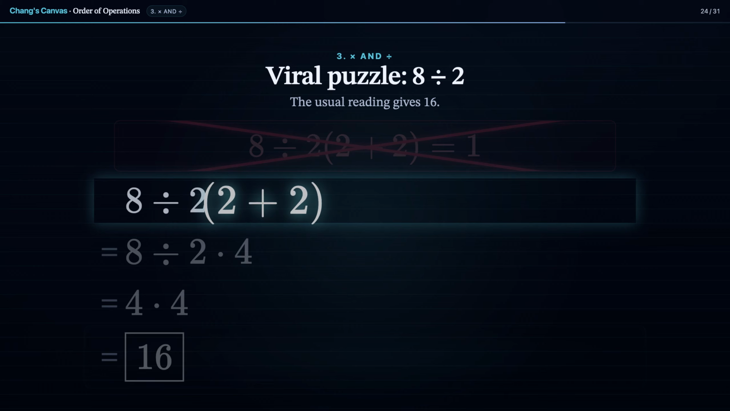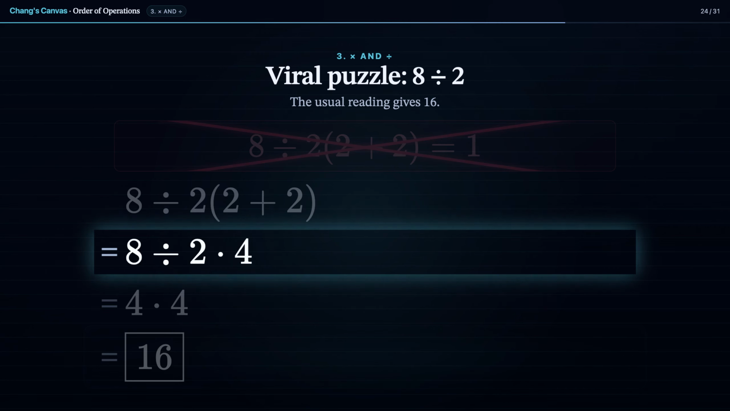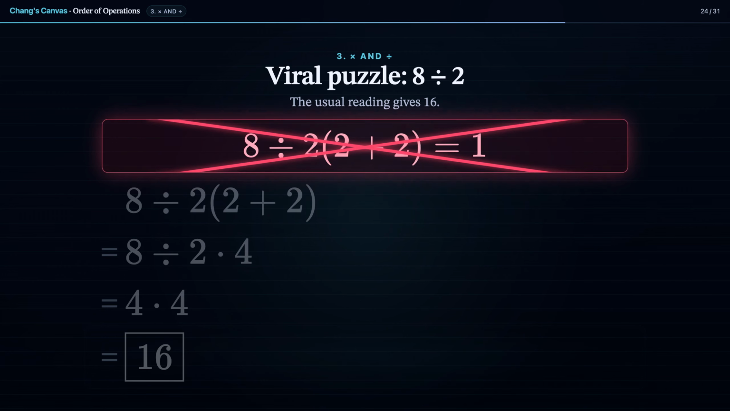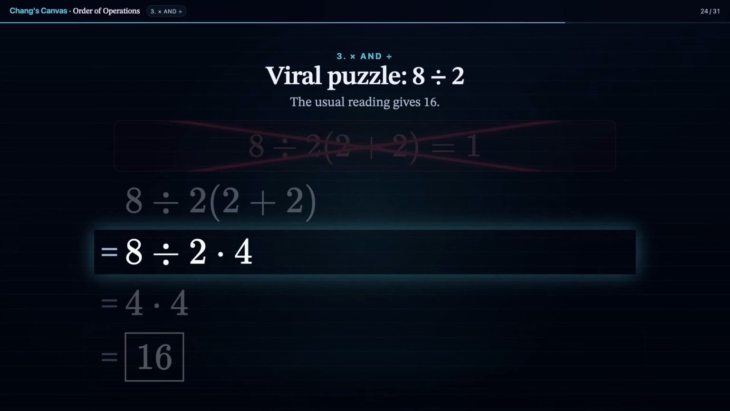First, 2 plus 2 is 4. Then divide and multiply from left to right. 8 divided by 2 is 4, and 4 times 4 is 16, not 1. Use a fraction bar if the whole product should be on the bottom.